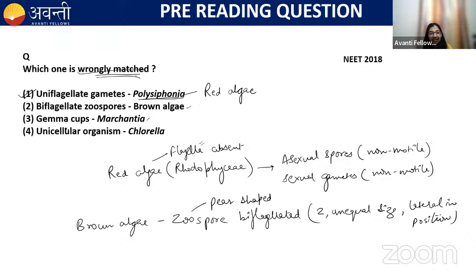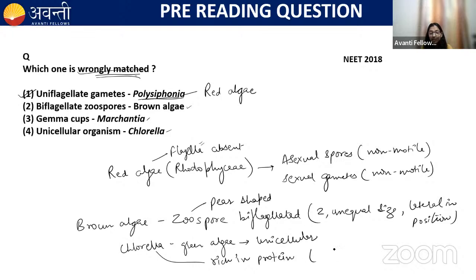Gemma cups, Marchantia, yes. Gemma cups, they are the asexual buds, which are found in Marchantia, and Marchantia is a liverwort. Unicellular organism, Chlorella. Chlorella is a green algae. It is unicellular. And Chlorella is also rich in protein. Remember this, that it is rich in protein and is used as a food supplement by the space travelers. So second, third, and fourth are correct, and the incorrect pair is one. So the correct option with respect to the question is one.